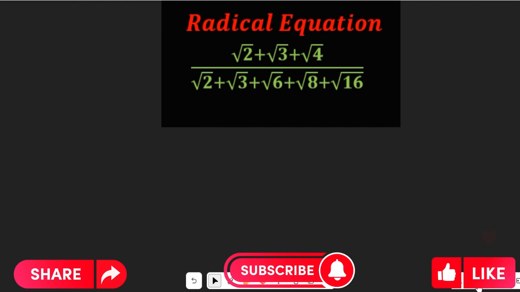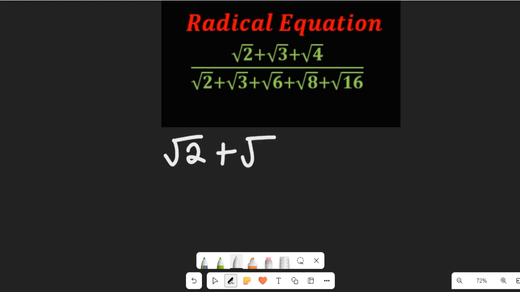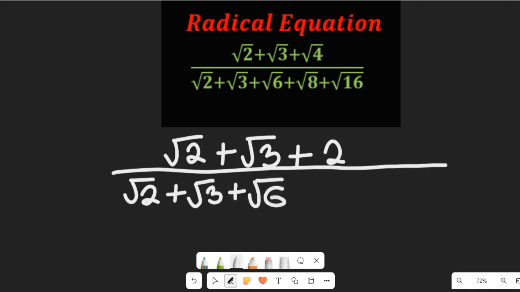First, we are asked to simplify the square root of 2, and the square root of 2 simply remains the square root of 2. So we are going to have the square root of 2 plus the square root of 3 plus the square root of 4, which is 2. And all these will be divided by the square root of 2 plus the square root of 3 plus the square root of 6, which is not a perfect square, so we'll leave it at that, plus the square root of 8, which is 4 times 2, and that will give us 8.